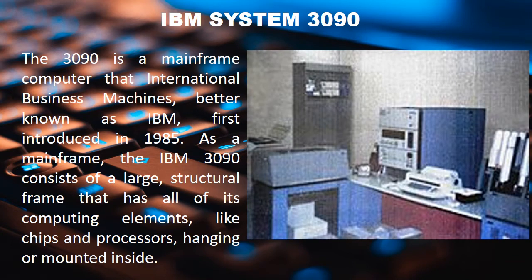IBM System 3090. The 3090 is a mainframe computer that International Business Machines, better known as IBM, first introduced in 1985. As a mainframe, the IBM 3090 consists of a large, structural frame that has all of its computing elements, like chips and processors, hanging or mounted inside.